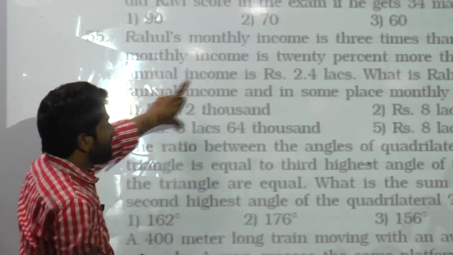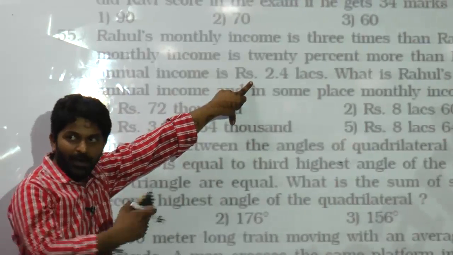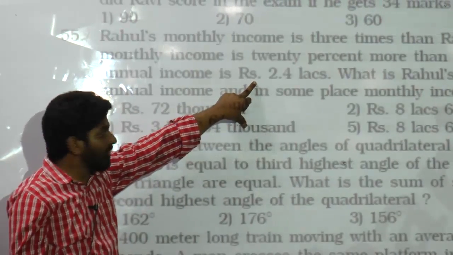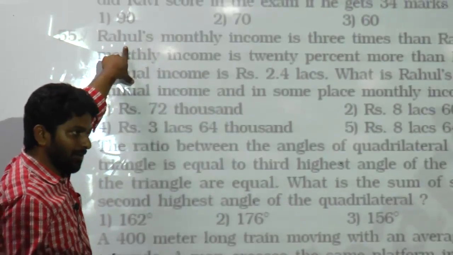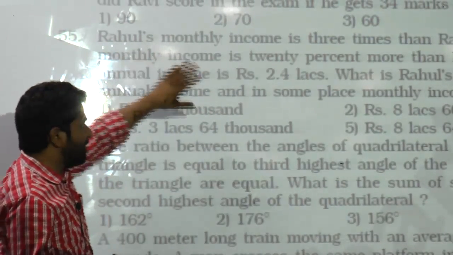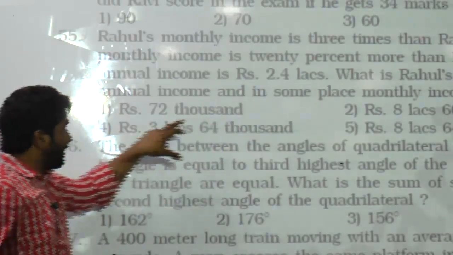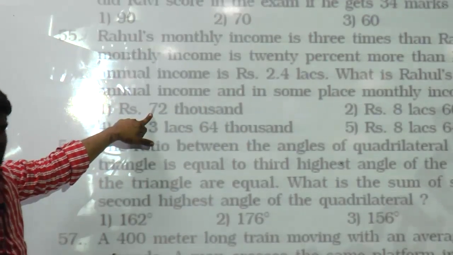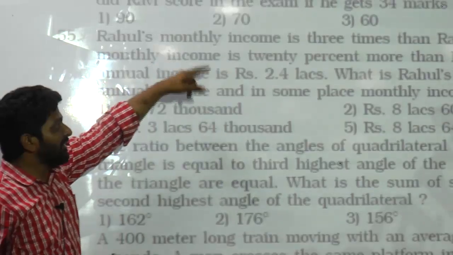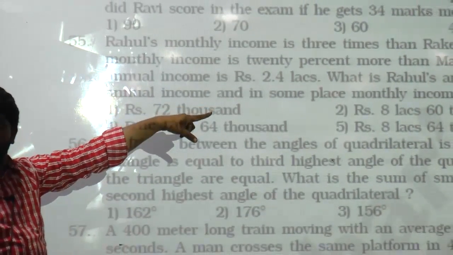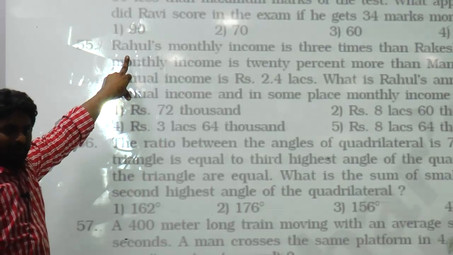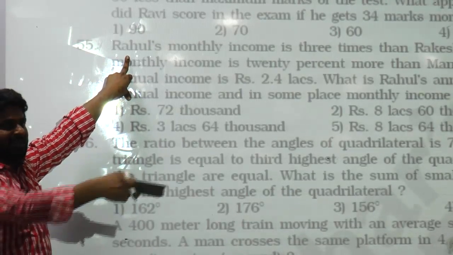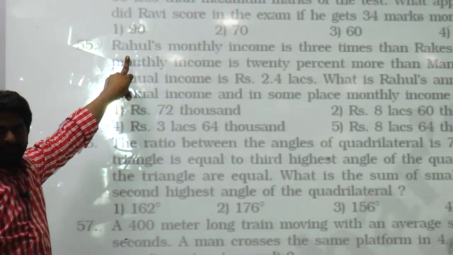And Rakesh's income is more than 2.4 lakhs. And Rahul's income is 3 times of that number. So, the answer will definitely be in lakhs of rupees. This cannot be my answer. And as Rahul's monthly income is 3 times of Rakesh, Rahul's yearly income should be a 3 multiple. If monthly income is 3 times, yearly income also will be 3 times, right?